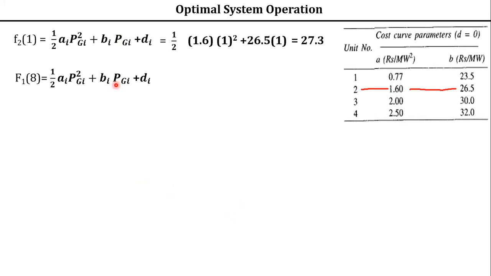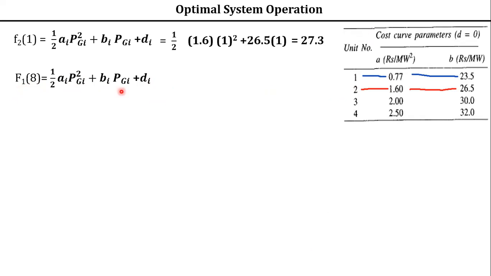Same cost equation, use it. Which unit are you doing it for? This is unit 1. Understood? So this is unit 1 we are taking. What is the value of A? 0.77. What is the value of B? It is 23.5, because this is unit 1. So the corresponding A, B, D values we have to take.